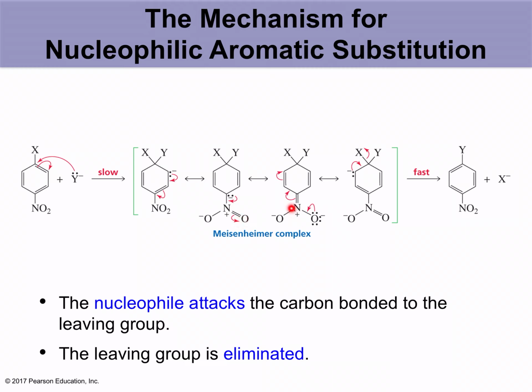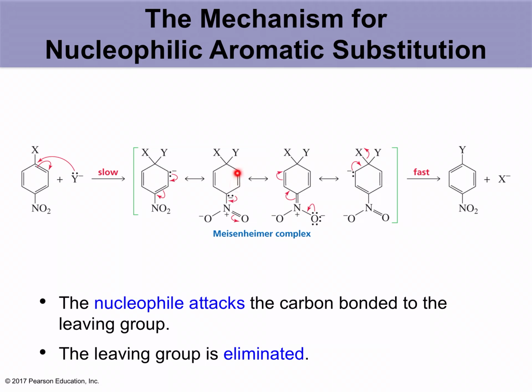And then we can continue the resonance again. Once you make this resonance structure, it can again go back through the resonance, forming the pi bond, breaking the pi bond and giving the negative charge on this carbon, and then regenerate the aromaticity, and you lose the leaving group. Okay, so this is with one nitro group.